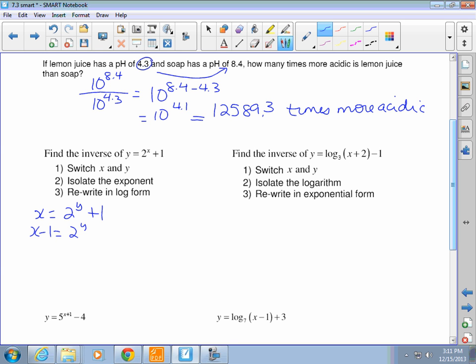Now we can't do anything further with it if we tried to use our calculators. What we need to do is rewrite this as a log. If we're thinking of it as a log, here's our base, here's our exponent, and here is our y value. So as a log, this would be y is equal to log base 2 of x minus 1. So y is equal to log base 2 of x minus 1 is the inverse of this.